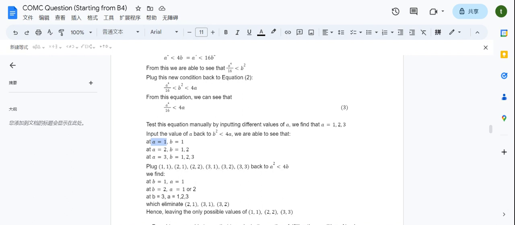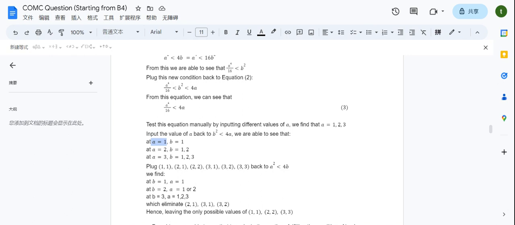And for the second one, when a is equal to 2, we plug in a, so it's b squared less than 8. In this case, we can find out b. At b is equal to 1, 1 is less than 8. At b is equal to 2, 4 is less than 8. At b is equal to 3, 9 is larger than 8, so it doesn't work. Therefore, the only possible values for b are 1, 2.